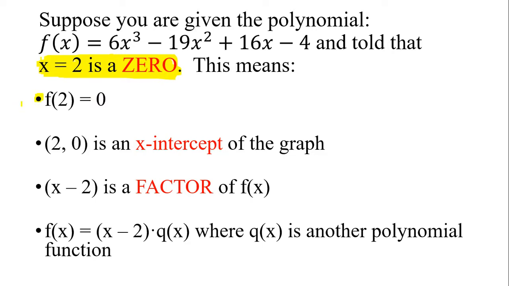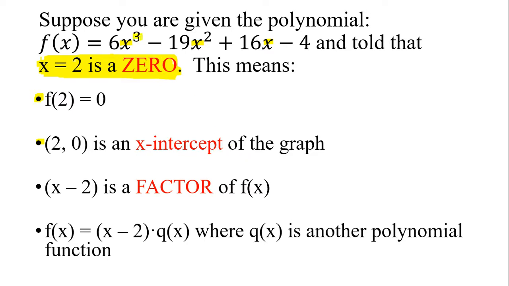If you're told that x equals 2 is a 0, the first thing that means is that f of 2 equals 0, which basically means if you plug a 2 in for all the x's and you calculate, you should get back 0. That's the whole point of being a 0. It turns the whole equation into 0. The second thing that means is that the point (2, 0) is an x-intercept of the graph. So it is in fact a point on the graph.